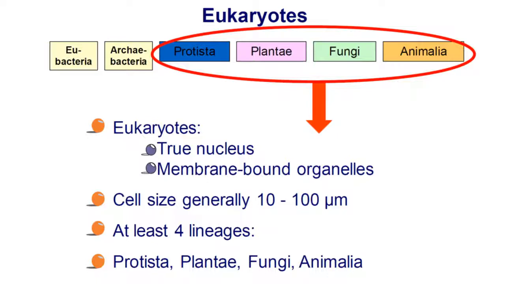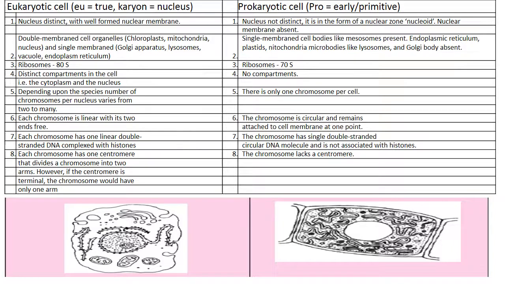In eukaryotes, they have a nucleus and membrane bound organelles. Cell size is generally 10 to 100 micrometer. At least 4 lineages are observed: protista, plantae, fungi and animalia. This is how we can differentiate the prokaryotic and eukaryotic cell.